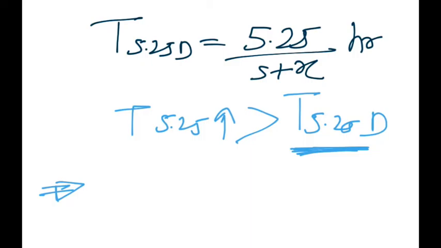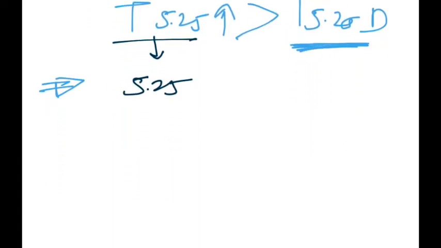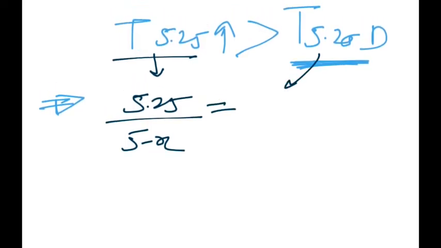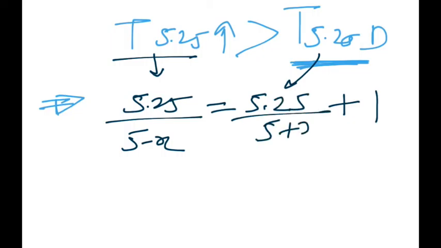So this is 5.25 by 5 minus x equals to, and we'll add 1 here and write 5.25 by 5 plus x. So this is the equation. I want you guys to solve this. I'll just write the final answer. The speed of the stream is 2 km per hour.